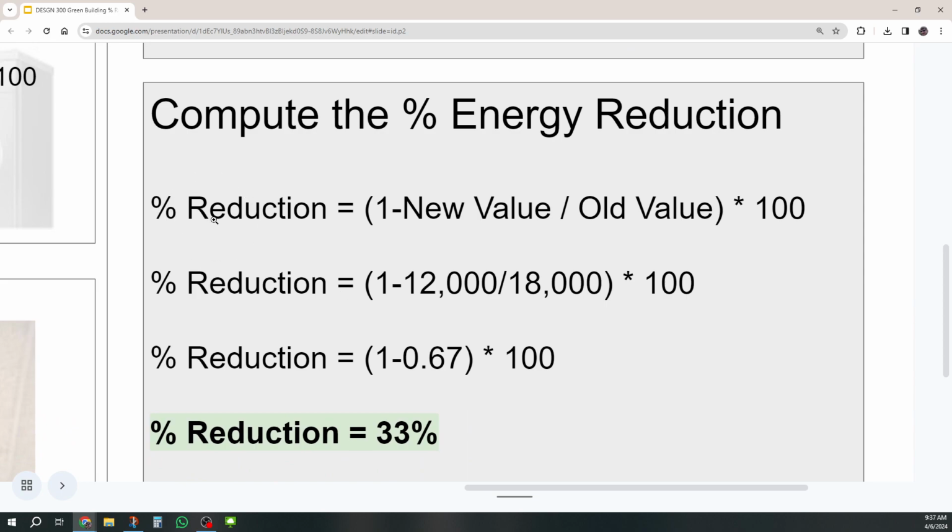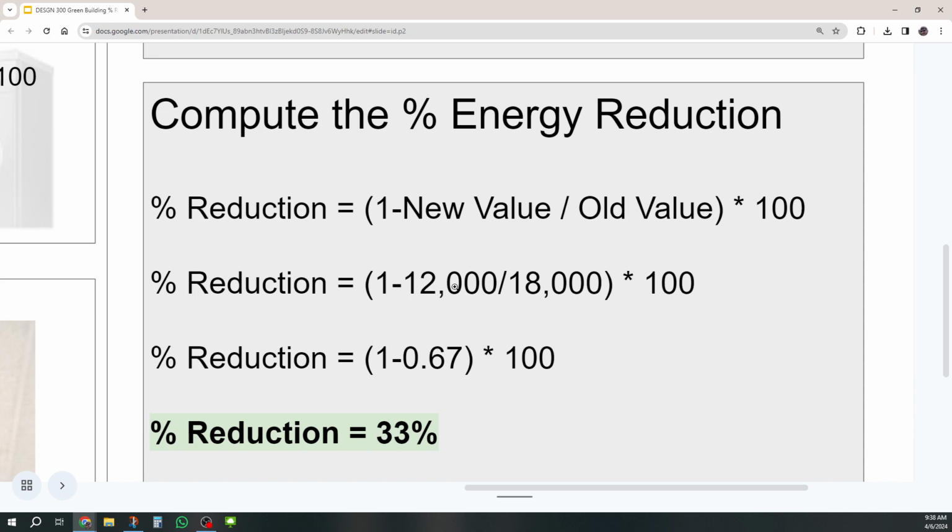So a percent reduction is 1 minus the new value divided by the old value. And remember, when you're doing computations, you always do the divide first, and then you do the 1 minus. And that's because it's in the parentheses. You do what's in the parentheses first, then you do the divides, then you do the add and subtract. So divide the new value by the old value, 1 minus that number, times 100. That's your percent reduction.